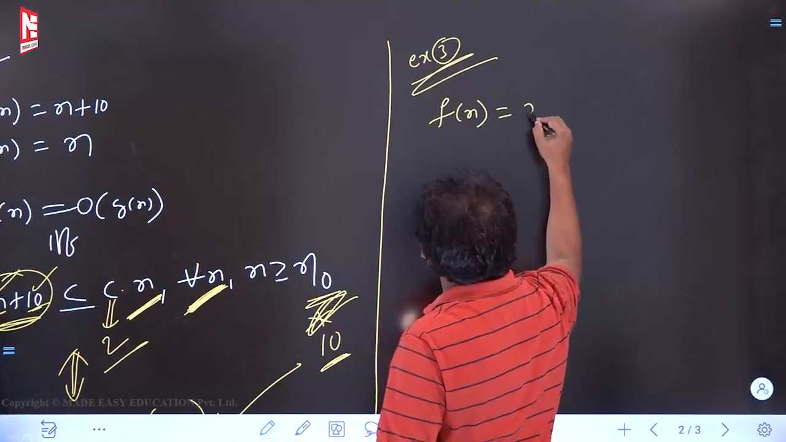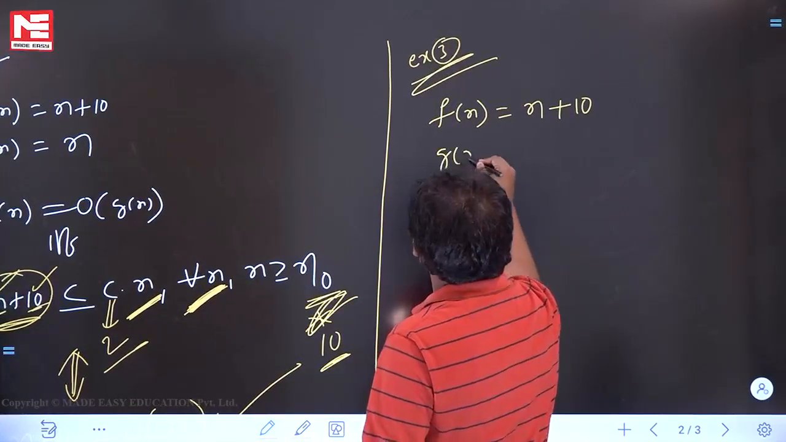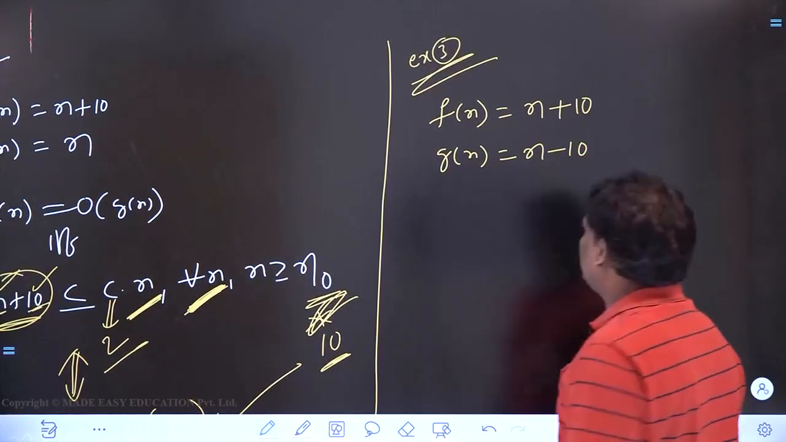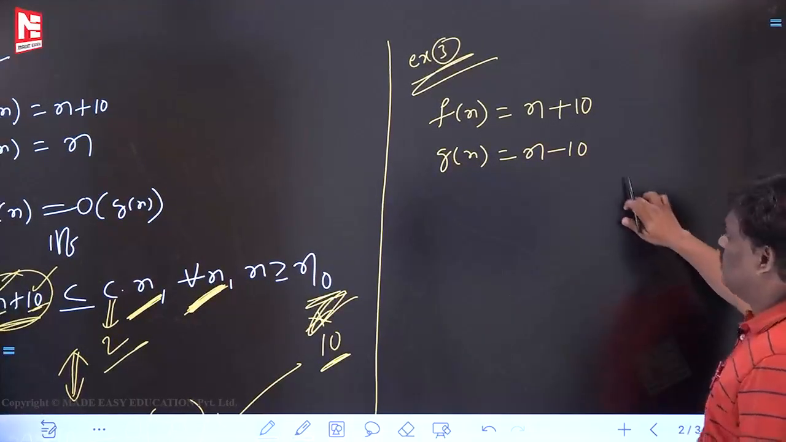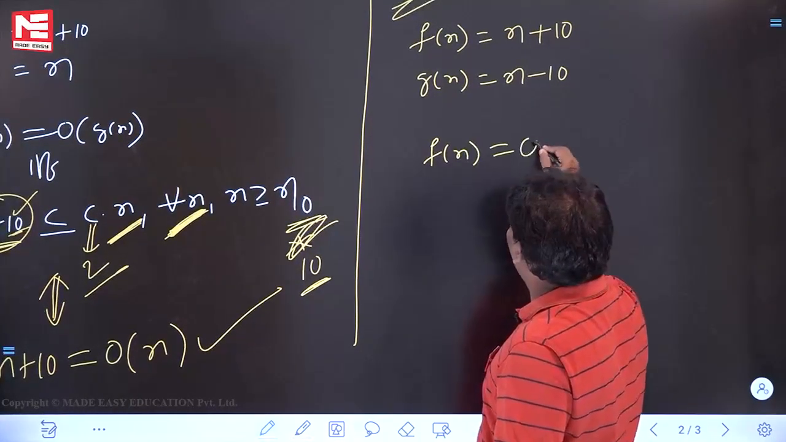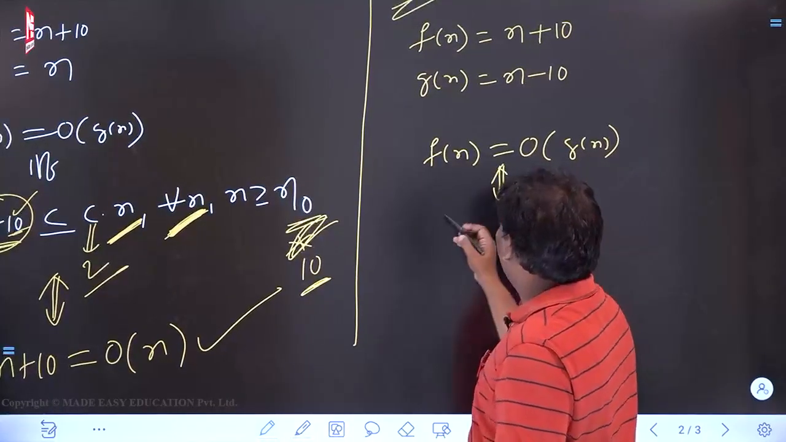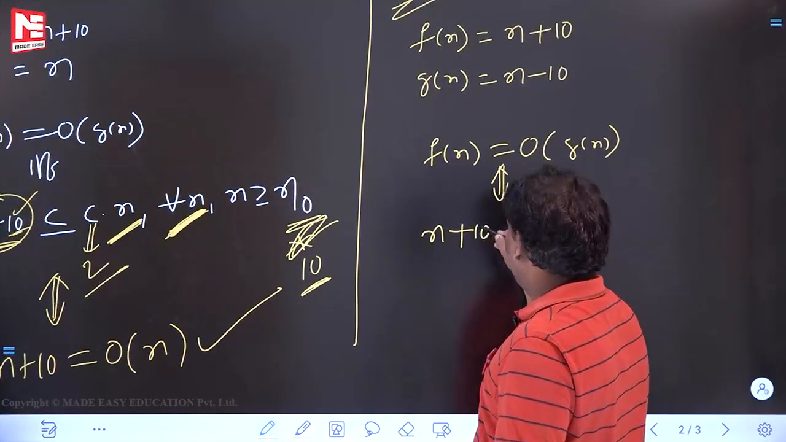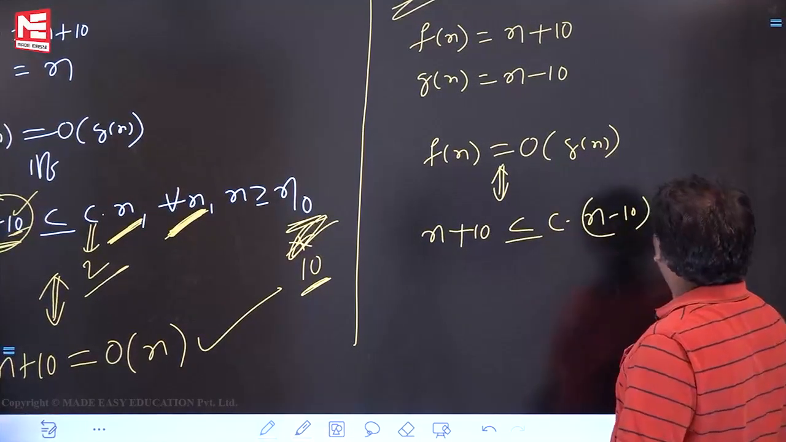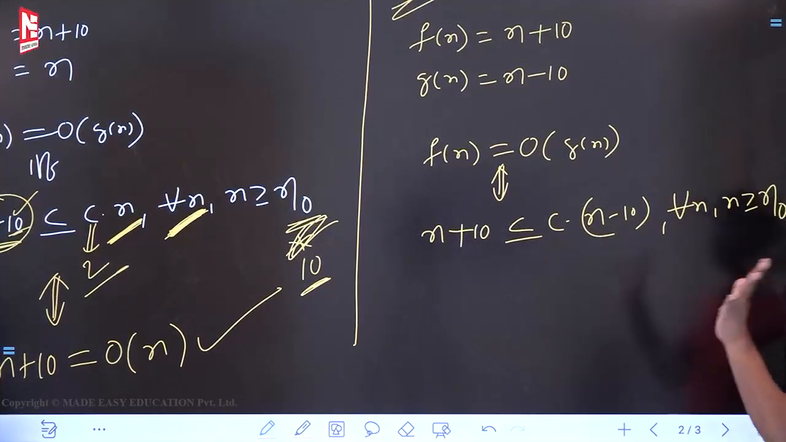F of n is equal to n plus 10. G of n is equal to n minus 10. Now I want to prove that F of n is big O of G of n. If you want to prove, what condition you have to satisfy? You have to satisfy this one: n plus 10 is less than or equal to some C into n minus 10, for all n where n is greater than or equal to n0. This condition should be satisfied.